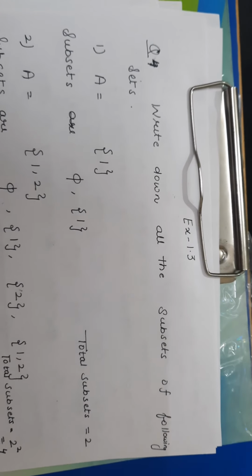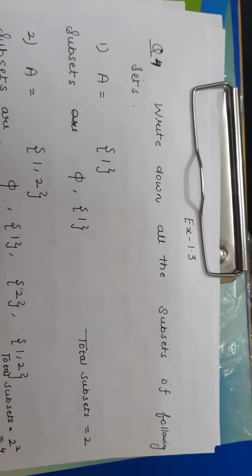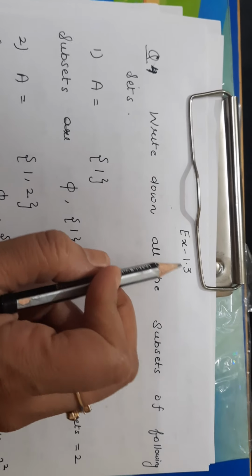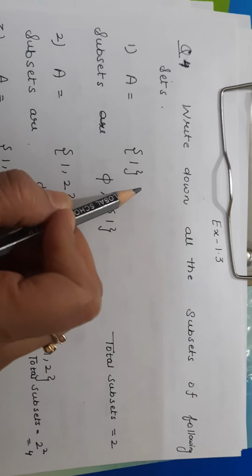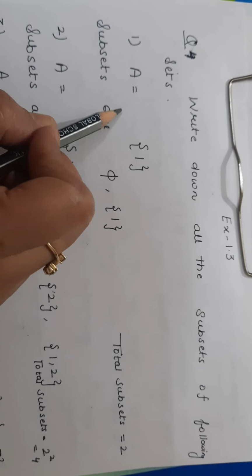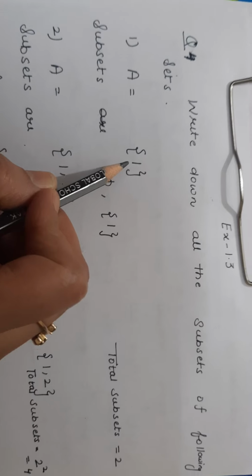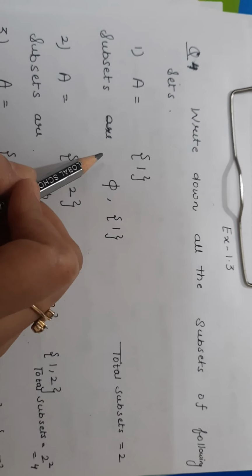Good morning, students. In this video, I am going to discuss some more questions from exercise 1.3. Question number 4 is: write down all the subsets of the following sets. The first part is set A is singleton set {1}. Now, you have to write all its possible subsets.